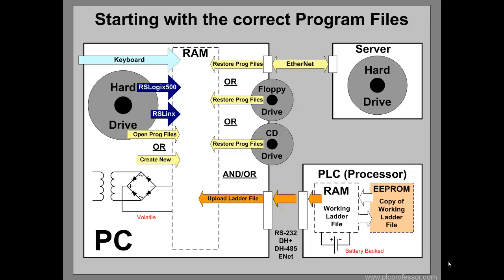So here is 1, 2, 3, 4, 5, 6, 7 places where the program could reside simultaneously. I'm including RAM. So hard drive, RAM, floppy, optical drive, server hard drive, and then in the PLC RAM and in the EEPROM. So if you're going to do anything, the primary consideration is what's in the PLC, what's on the hard drive of your laptop or your desktop, and what's in RAM.